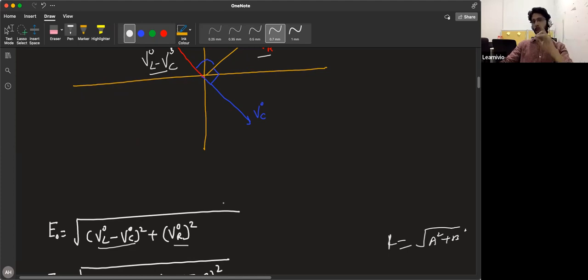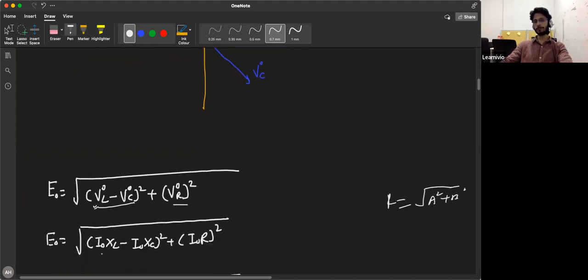In the next step, we can put in the value of V naught L. How much is V naught L? We wrote it in the first section of the derivation. V naught L is I naught XL. Yes. V naught C is I naught XC and V naught R is I naught R, whole square. So we can take something common from all these three equations. Anshika, which term can you take common from both the terms?